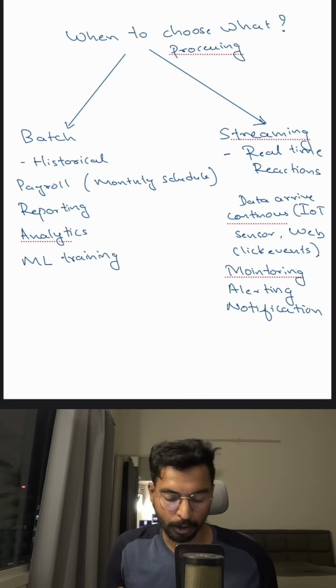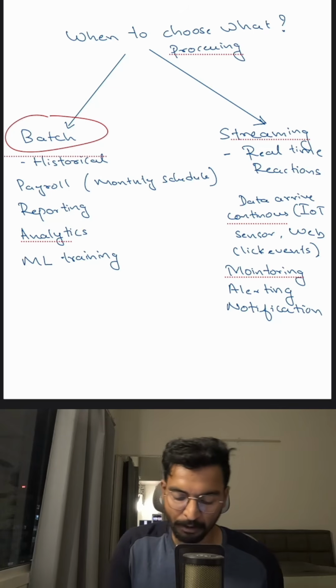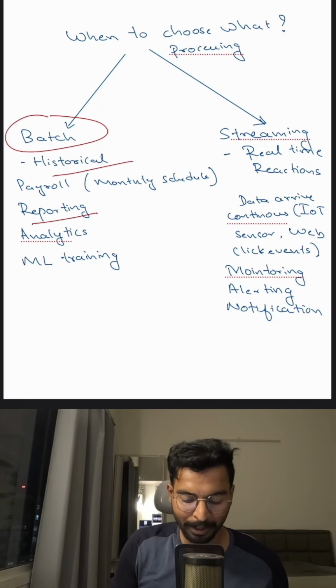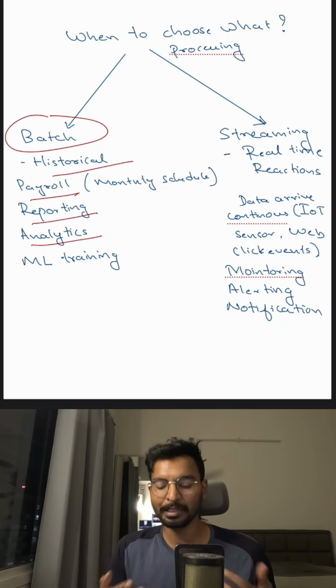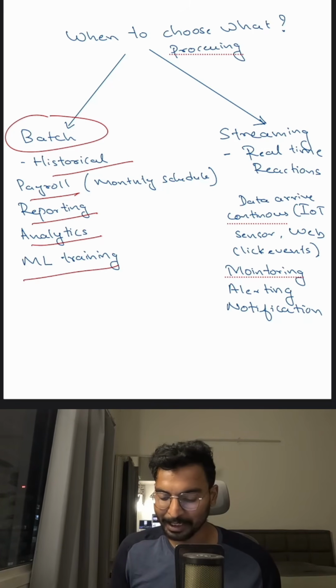When to choose what? Let's find out. Batch processing is much more suited for historical data. Whenever you have reporting, analytics, or even payroll in an HR system, which happens in a monthly scheduled fashion, batch processing is very ideal. Similarly for machine learning as well.